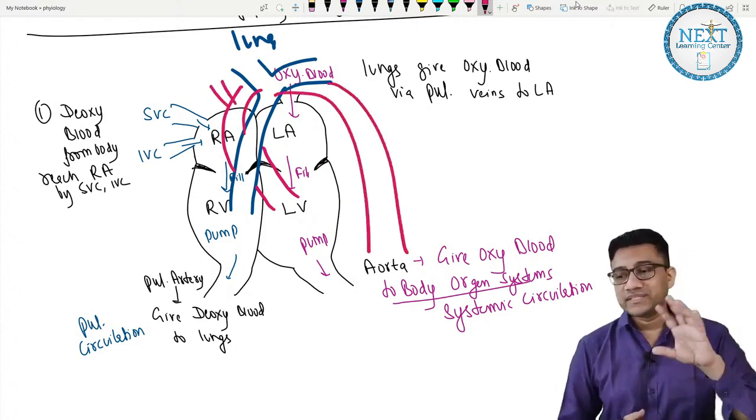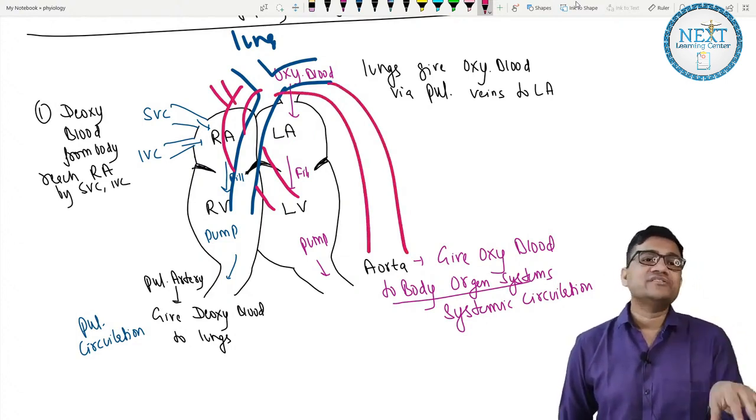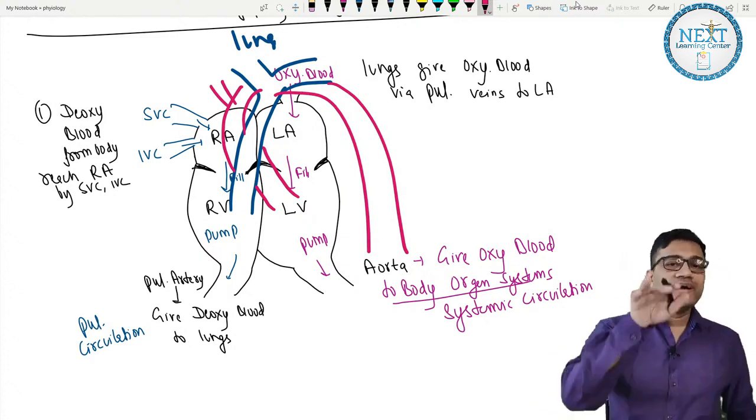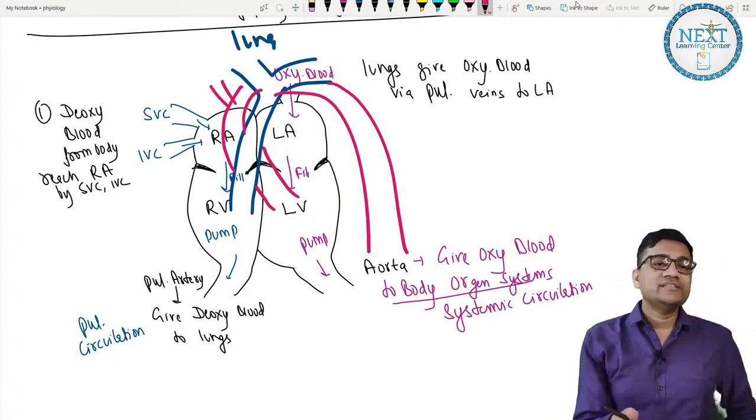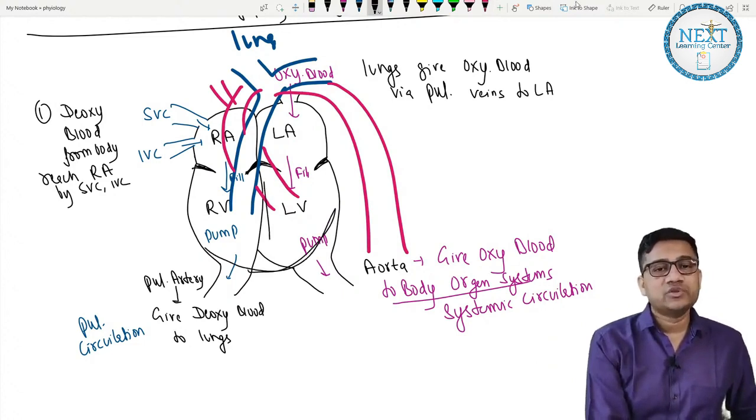So this diagram is not an anatomical diagram. It is a functional diagram which makes the pulmonary artery and aorta point downward to show the flow. Otherwise, anatomically the heart is like this only. It is not having any opening like this.